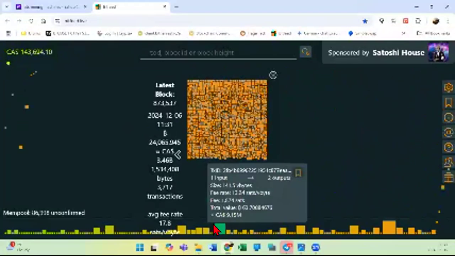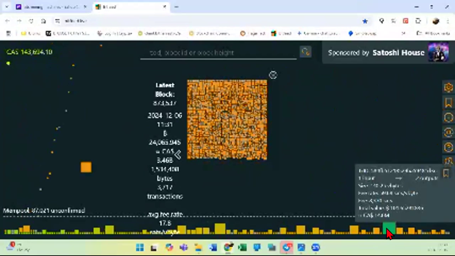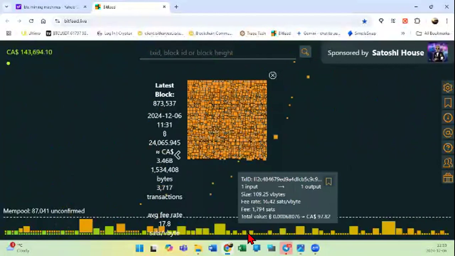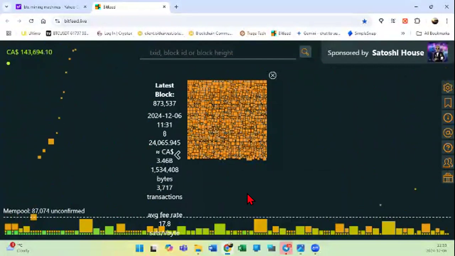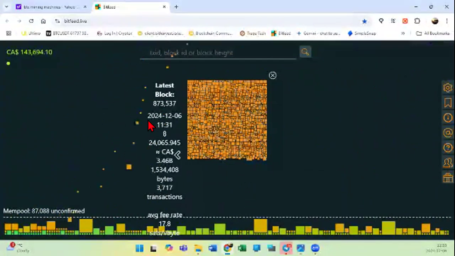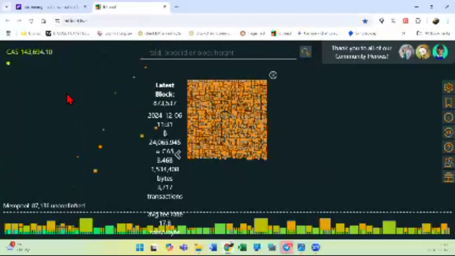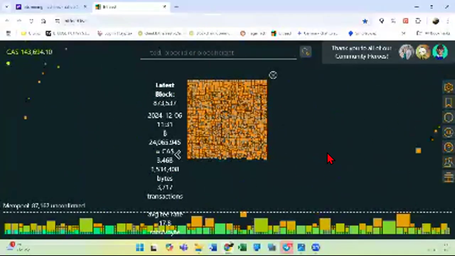And here's a nice one. Look at that. $14.6 million. Well, let's just choose a little teeny weeny one just for fun. $97. Hey, that was my transaction. I moved that one. So what happens is in real time, these blocks are represented as a graphical interface representing the blockchain. Every single one of these blocks falling down is movement in the network.